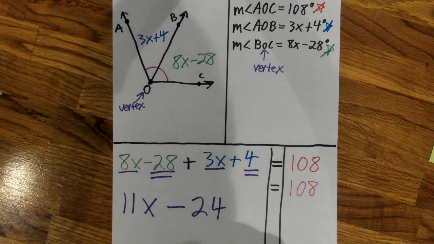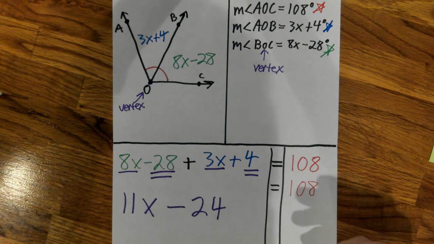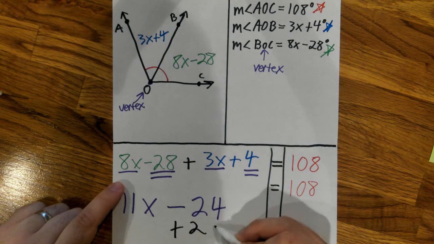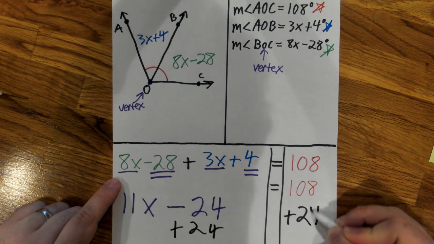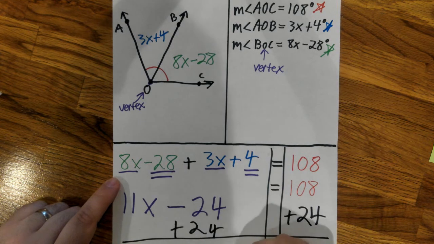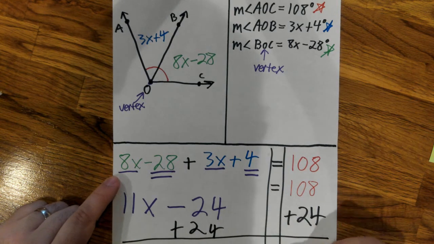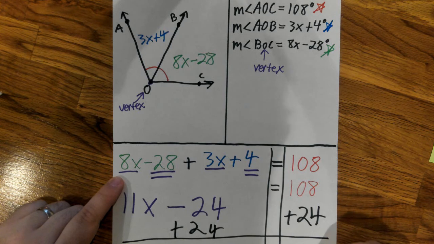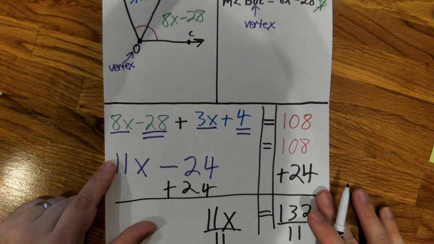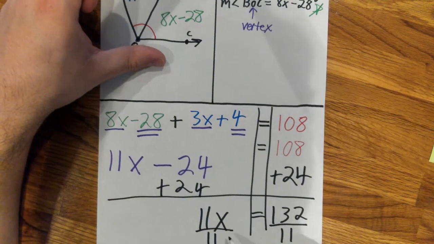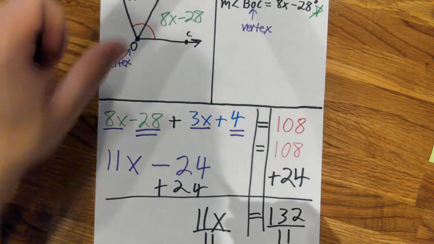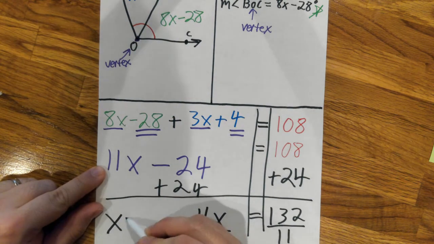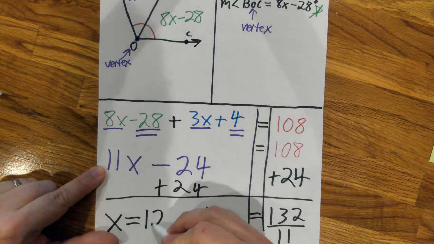All right. Then it's a two-step equation, right? You're going to add 24 to each side. So 11x is going to be equal to 132. And then you're going to have to divide both sides by 11. Oh, let me push this up here a little bit. So you can see at the bottom there, I'm dividing both sides by 11. What we end up getting for x is 12.